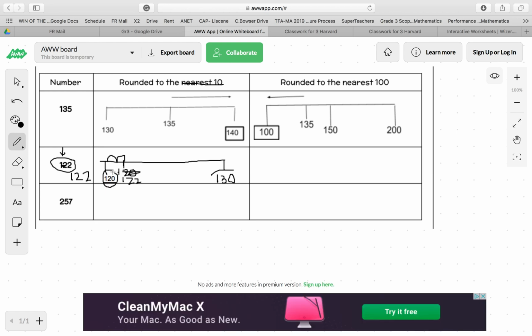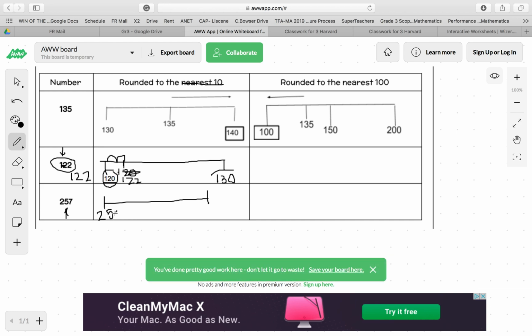Okay, for the next one, the number is 257. I know I'm rounding to the nearest 10, so I'm looking at the tens place. There are 5 tens in 257. So I am going to, again, draw my number line so I can place this down. And I know that one of my tens is going to be 250. Now I am going to think about skip counting my tens up to figure out what is the next 10. So I know that 250 is a benchmark number. So one more 10 would be 260.